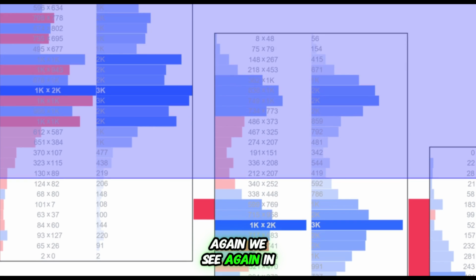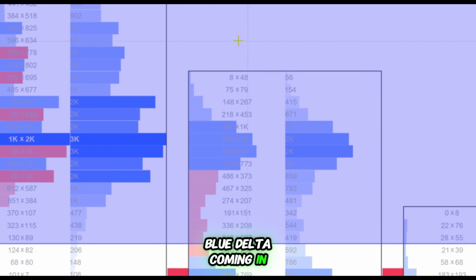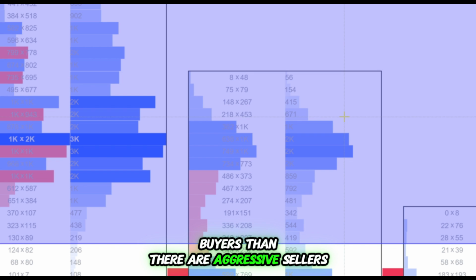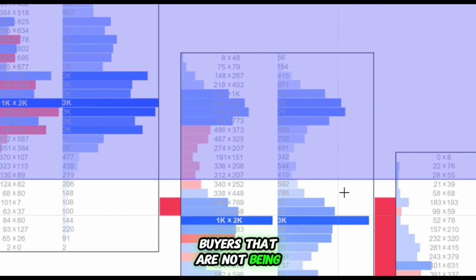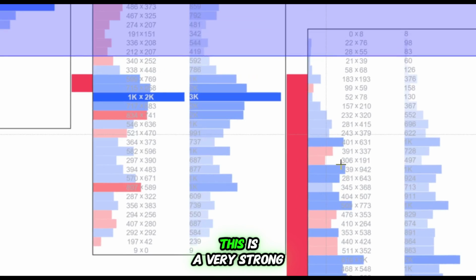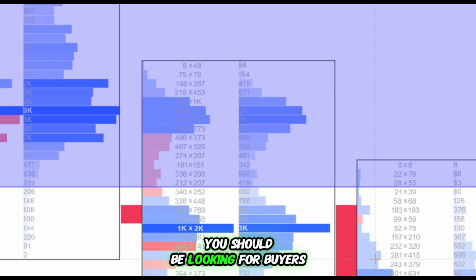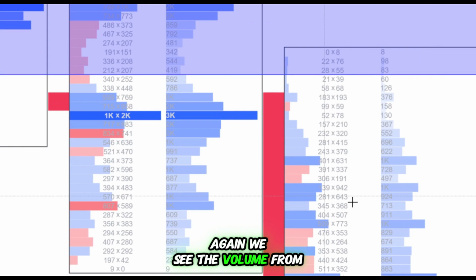Again, in this zone we see a lot of blue delta coming in. We see 8 for 48. What that means is that there's effectively 5 times more aggressive buyers than there are aggressive sellers. For every one aggressive seller, there's 5 aggressive buyers. And despite their buying strength and efforts, they were not being rewarded. So when you see aggressive buyers that are not being rewarded and price heads downwards, this is a very strong indication that there are passive sellers absorbing those aggressive buy orders.